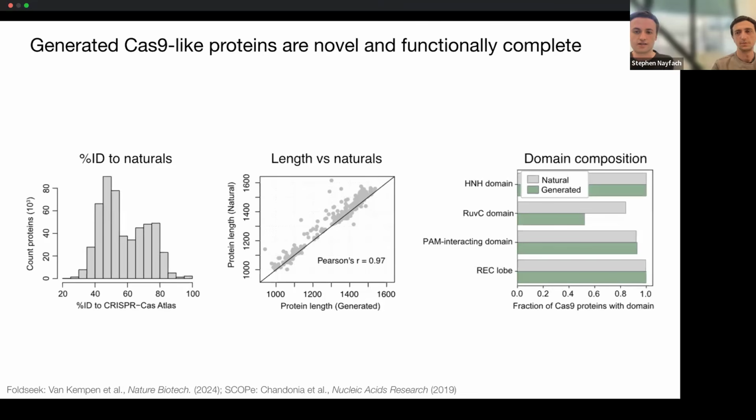And then finally, we can turn again to structure prediction and predict structures for these generated Cas proteins and actually check if they have all the domains that a Cas9-like protein needs. So we did this and we looked for HNH domains, RuvC domains, PAM-interacting domains, and recognition lobes. And we found that the majority of generated proteins had all of these separate domains, which gives us confidence that these might be able to function as gene editors.